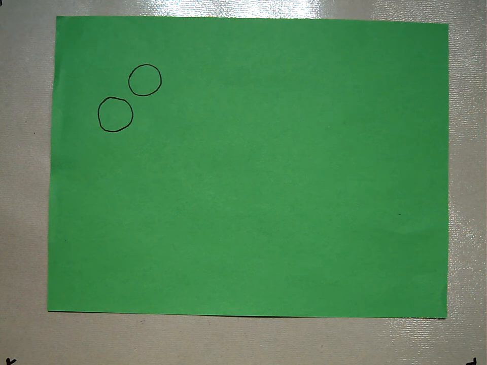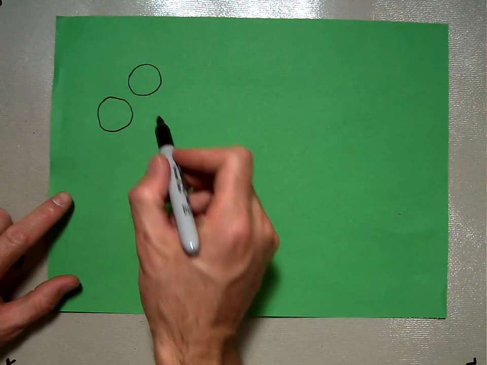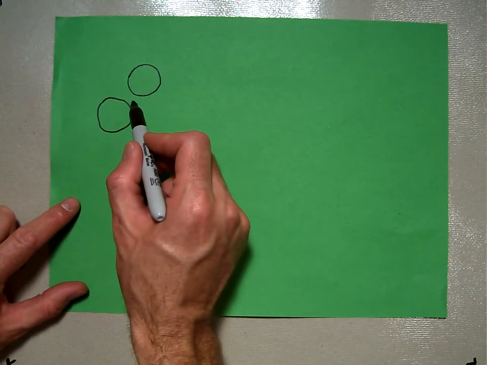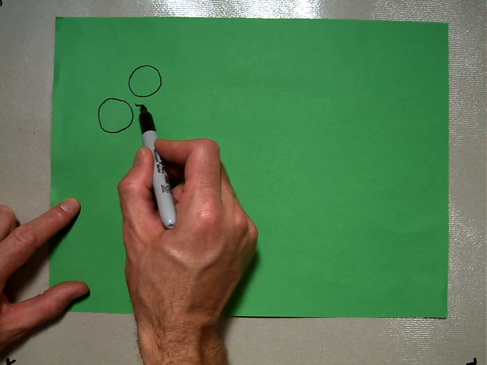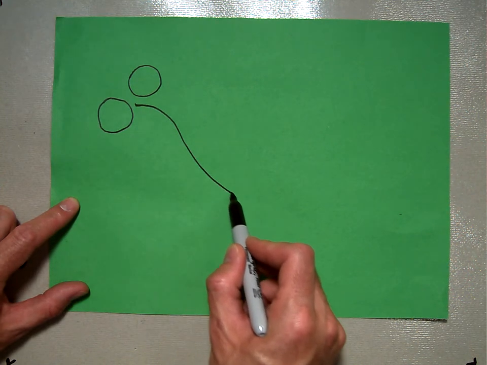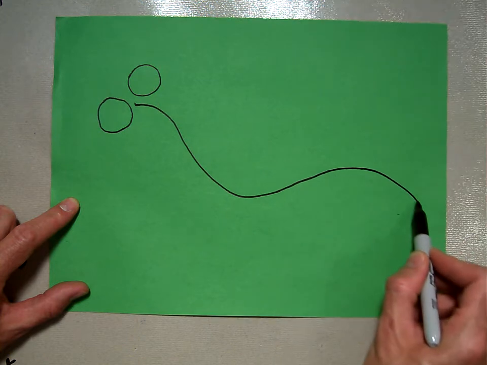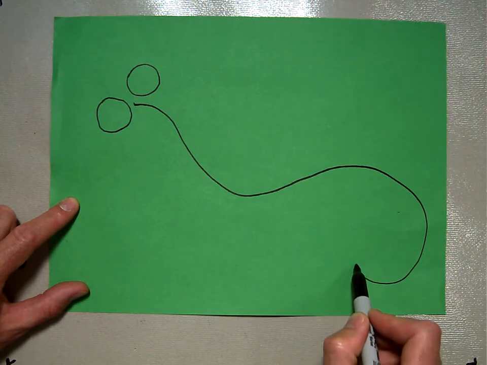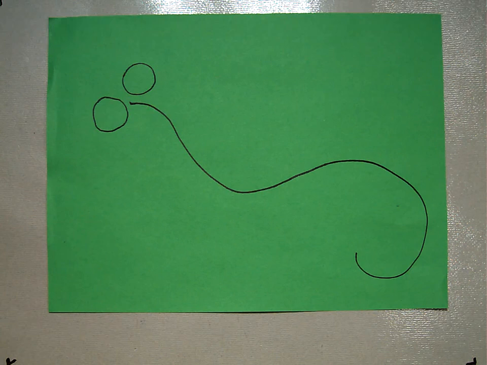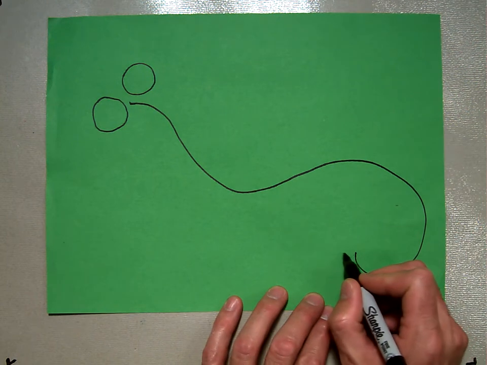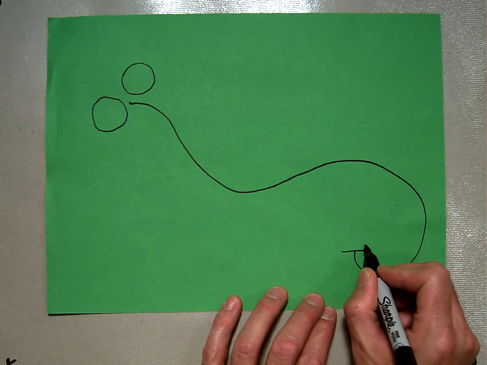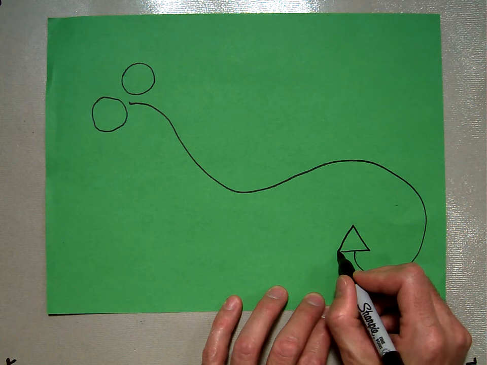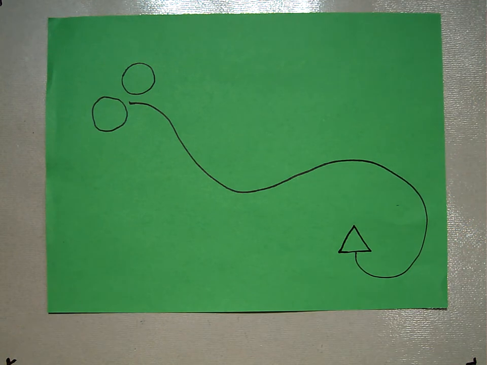All right, now I'm going to make a curvy line. And my curvy line is going to start right about here, and it's going to curve up and down a little bit, around and back like that. All right, make that curvy line. And now I'm going to do one more shape. It's going to be a triangle. Just like that.